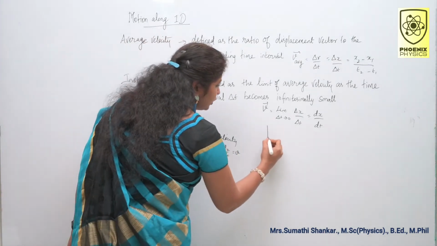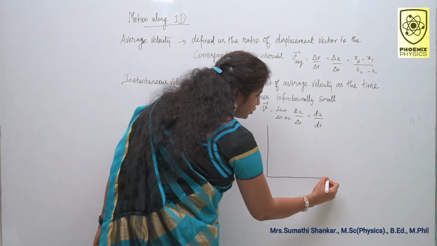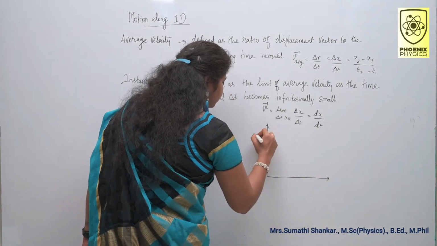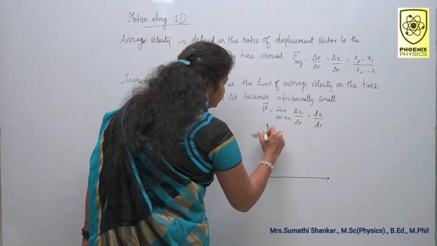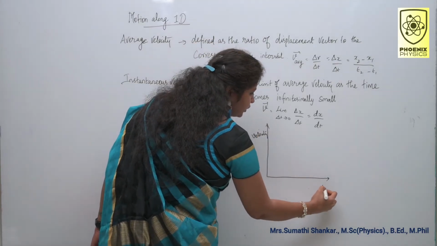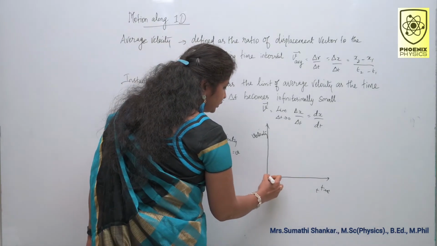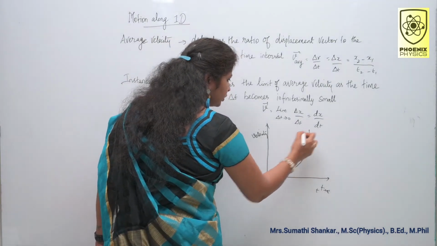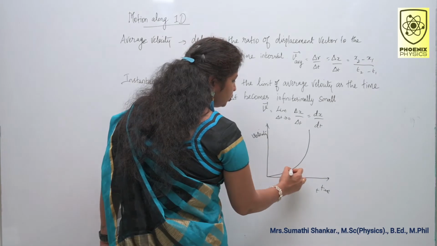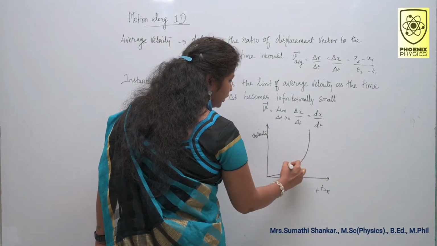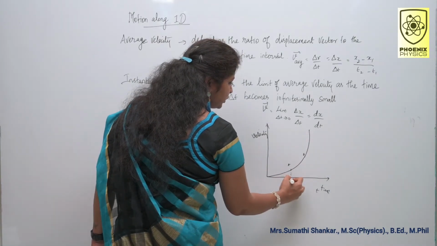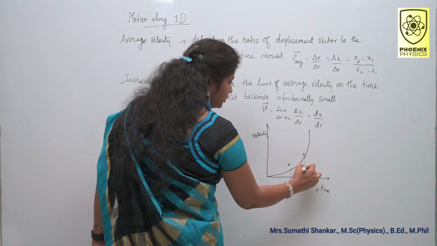Suppose the graph is plotted between velocity and time interval t, and you can get a curve like this. Consider any 2 points, that is A and B. The corresponding times are t1 and t2.